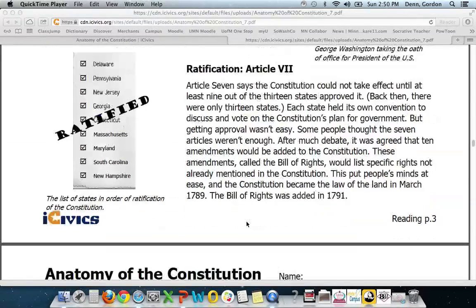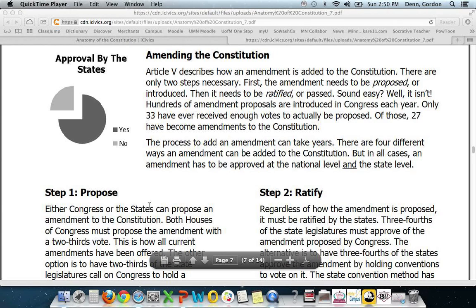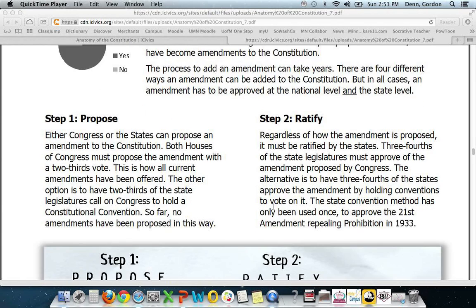Now let's talk about that amendment process again. There's a two-step process. One is to propose the amendment, and the other is to ratify or make it count. In order to propose it, you need to have a 2/3 vote in both houses of Congress, or 2/3 of state legislatures to hold a constitutional convention, but nobody's ever done that before. If it gets passed by 2/3 of the House and Senate, then it goes over to be ratified, and 3/4 of state legislatures or a convention has to approve it.